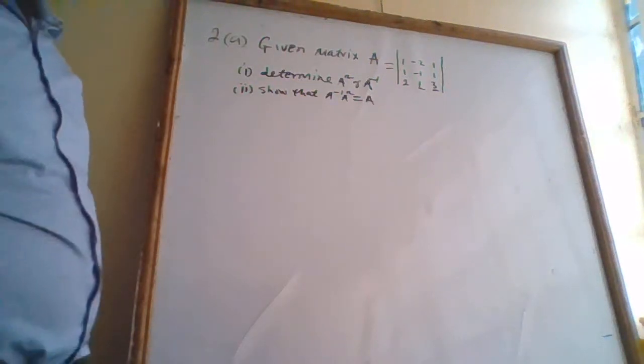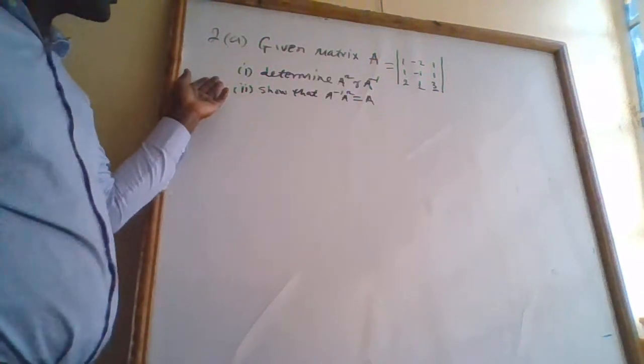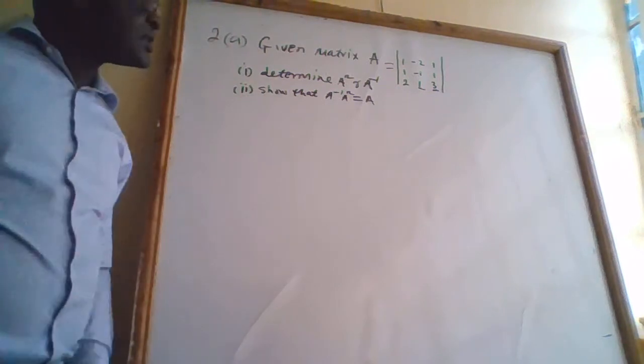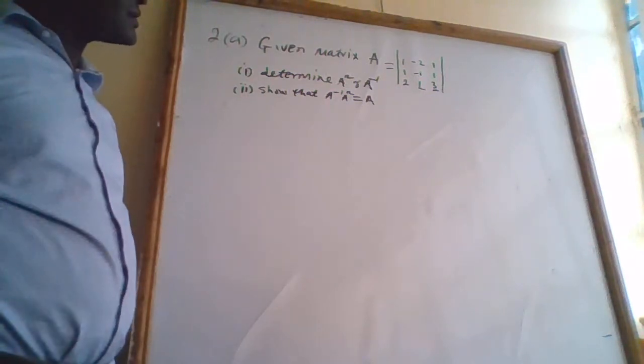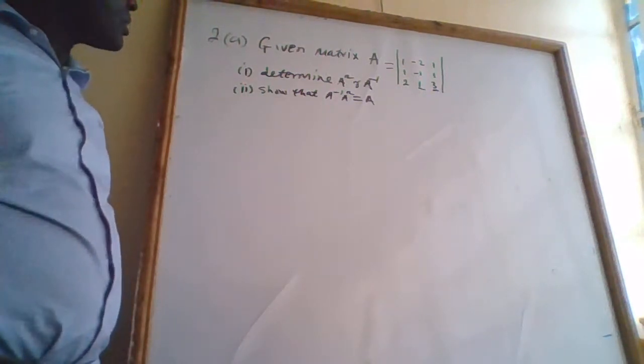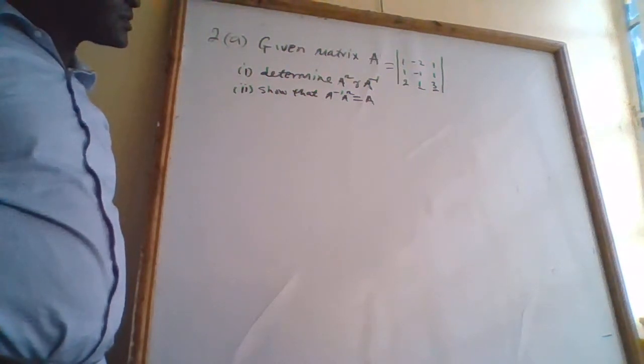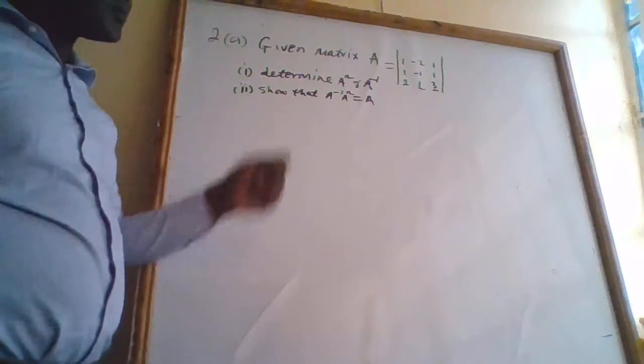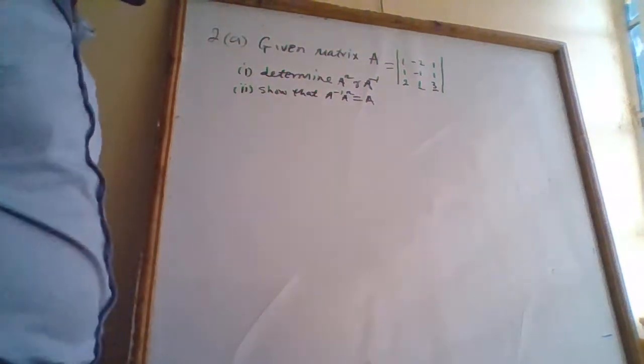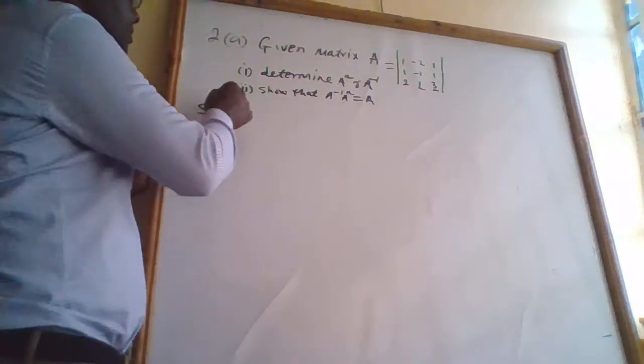Given matrix A equals to that, Roman 1, determine A squared and the inverse of matrix A, and then Roman 2, show that inverse of matrix A times A squared is equals to matrix A. Solution.